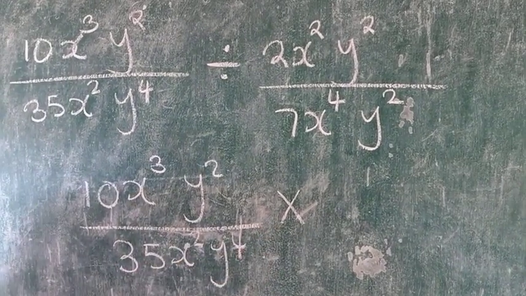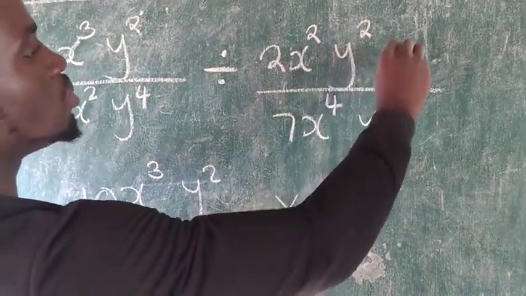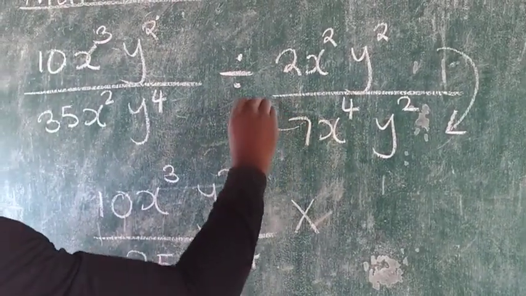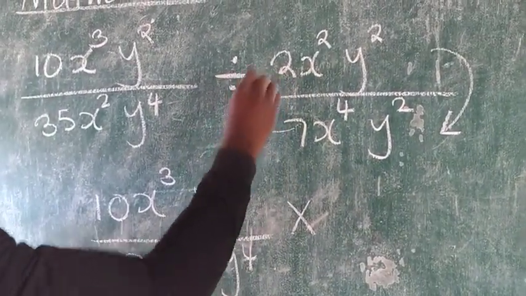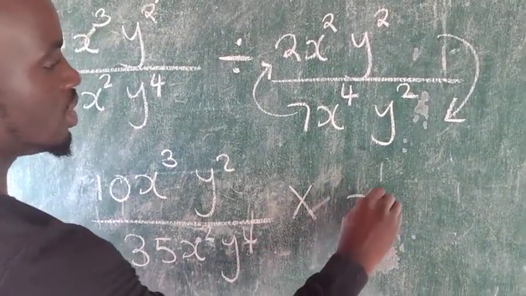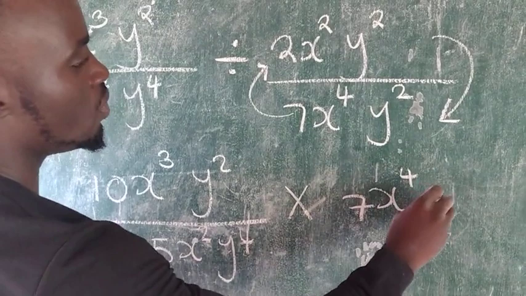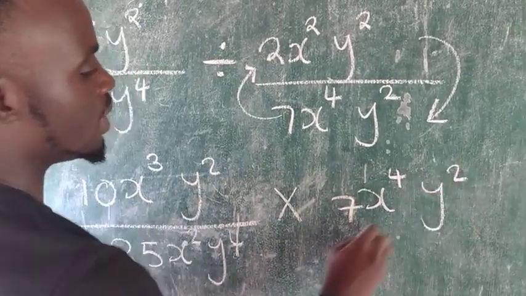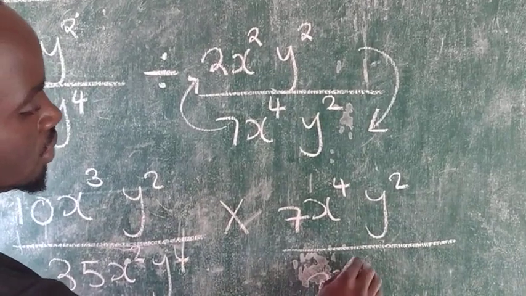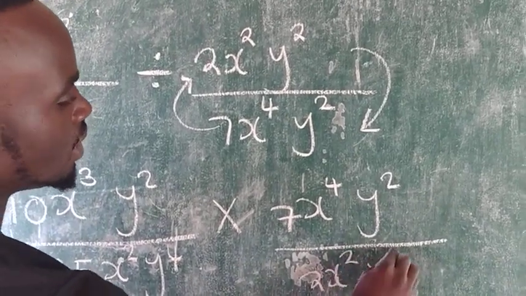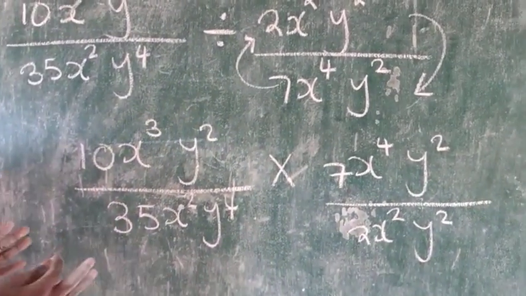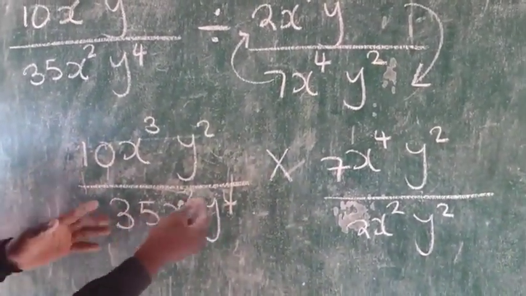Then when that happens, this numerator on top will become the denominator, and this denominator at the bottom will go on top to become your numerator. So we are going to have 7x to the power of 4 y squared over 2x squared y squared.